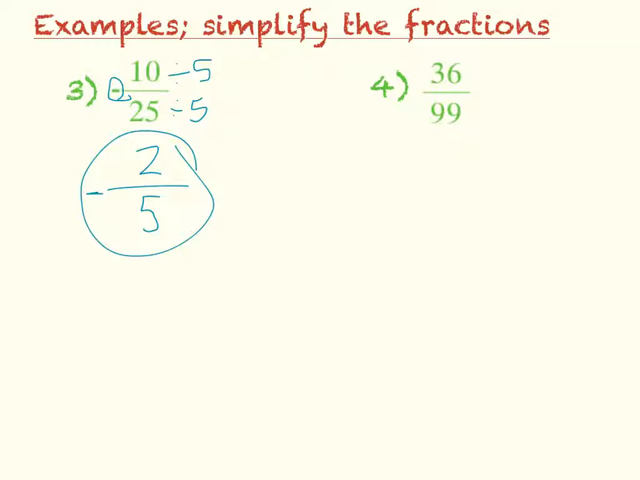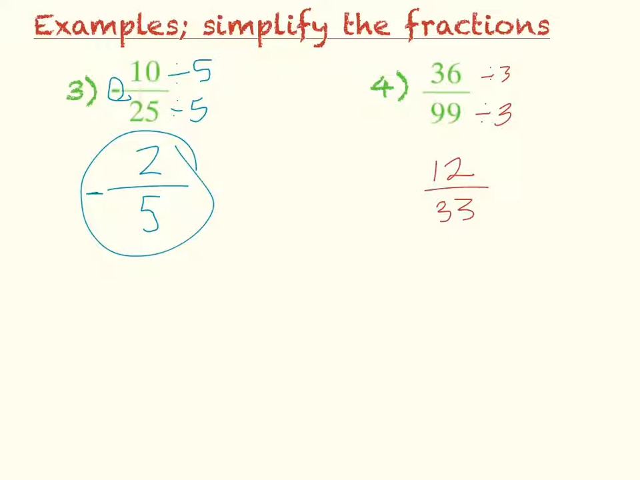The next one, 36 over 99. So in this one, I can see that 2 is not going to go into both of them because 99 is odd, so I can't do that. So I'm going to try 3. Divide by 3 and divide by 3. Well, let's start with 36 divided by 3 is 12. 99 divided by 3 is 33.